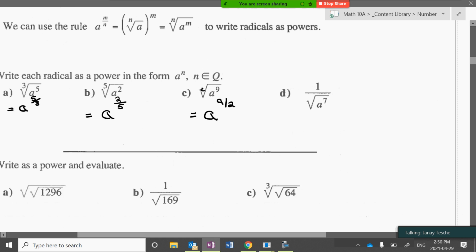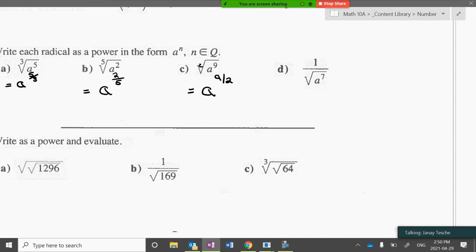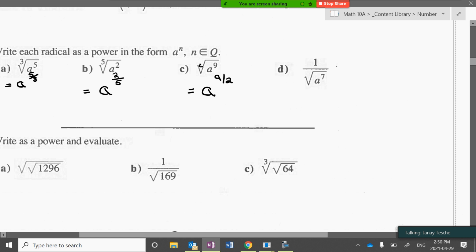D, I think, is kind of misleading. You have to think about it a little bit more. So first off, this is going to become 1/a to the power of 7/2, which they specified in the question. I didn't point this out at the beginning. They just want it not written as a fraction. So then I could take this a step further and say it's a to the power of negative 7/2.